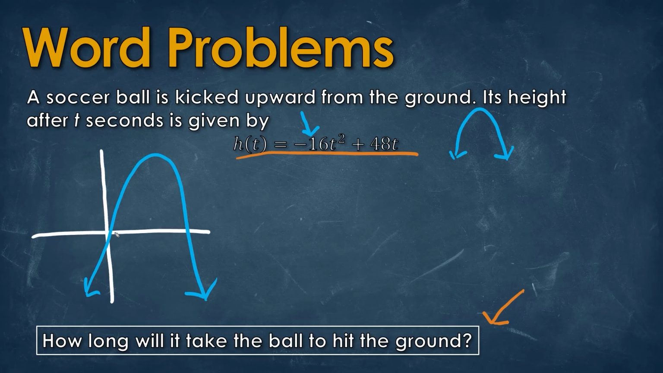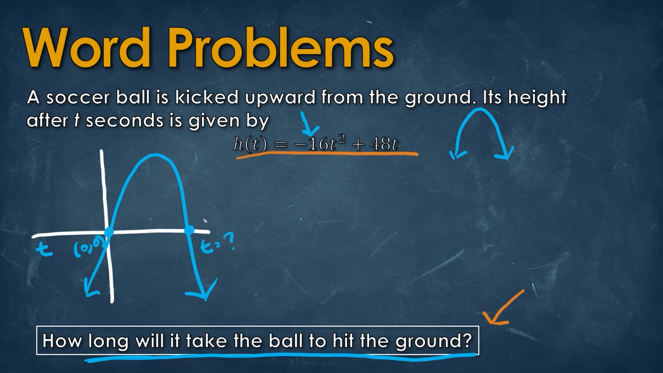If we were to graph it, it would look something like this. So given that we have a soccer ball, it starts right here at the point 0, 0. It's going to be kicked up in the air, and then it's going to land back down. The question is asking how long will it take for the ball to hit the ground? So if we're looking for how long, that means in terms of time. And we know that t is going to be our x-axis variable. So we're looking for how much time it's going to take until it reaches the ground.